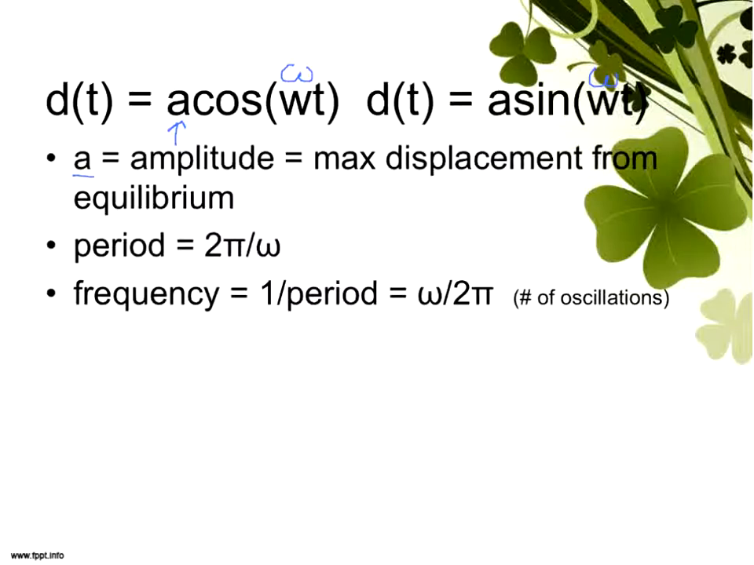So think about something that's in motion. Before it moves, it's in a state of balance. It's at its equilibrium point. After you push or pull on it, it's going to be displaced from that original setting. So that's what we're talking about. Amplitude is going to be the maximum it gets displaced from its original starting point, from its equilibrium point. Our period is going to be 2 pi divided by omega.